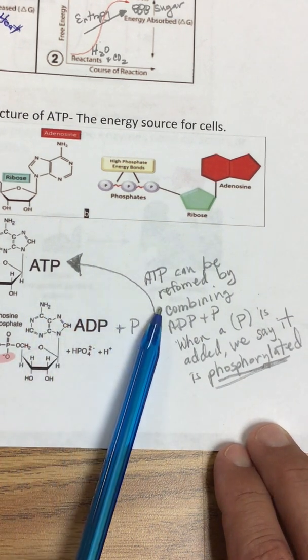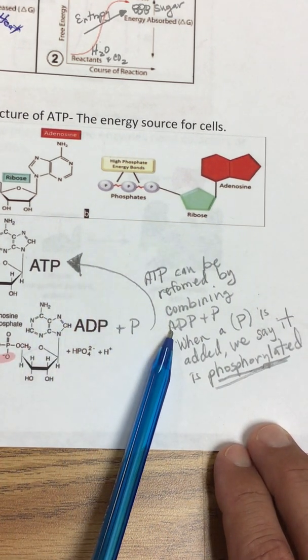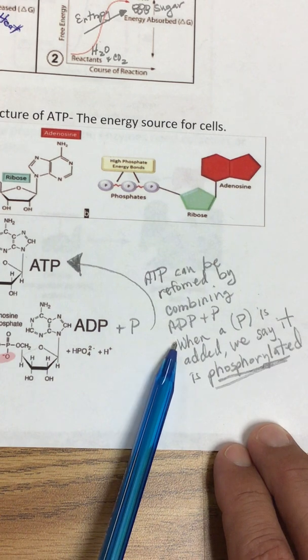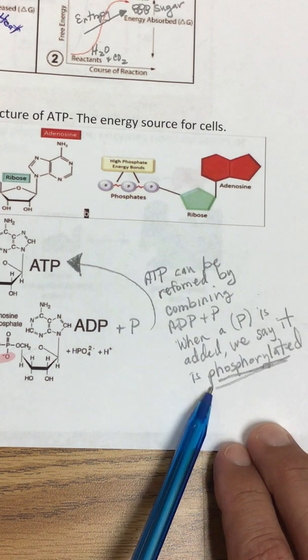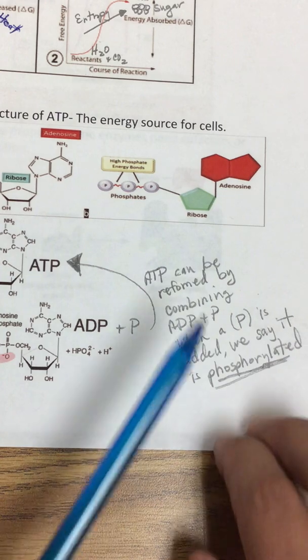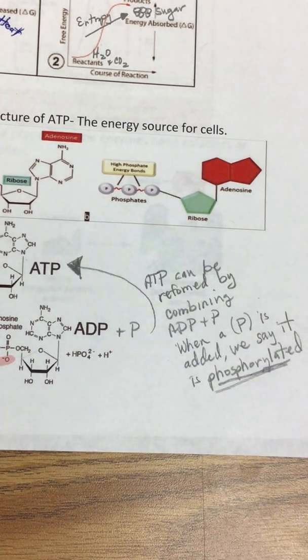So we can say ATP can be reformed by combining the ADP and the P. When a P or a phosphate is added, we say it is phosphorylated. So we're going to see that term used quite a bit. Phosphorylation simply means that you're just going to add a phosphate. Okay. And we'll get into more details.